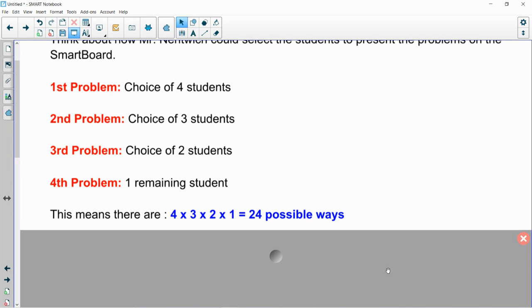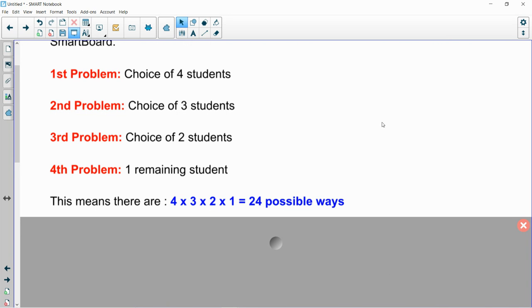Counting principle tells us that we are performing these events in order, or Mr. Netwich is, and we can multiply the possible outcomes together. And what we find is he has 24 possible ways in which he can call on these 4 students to come up to the board and present an answer to one of the 4 questions.